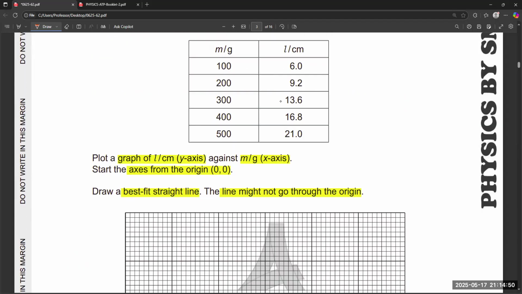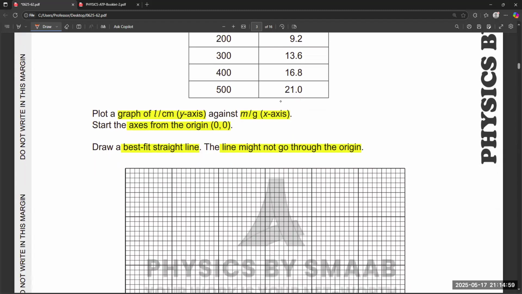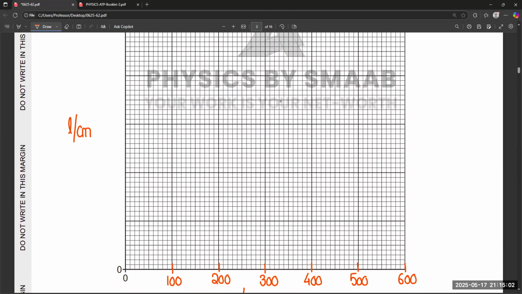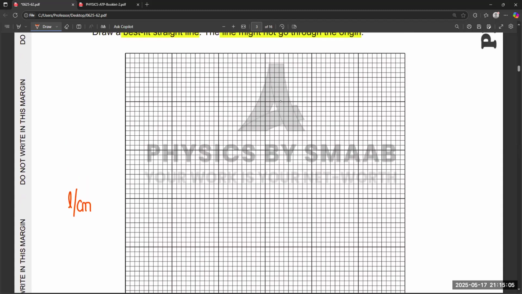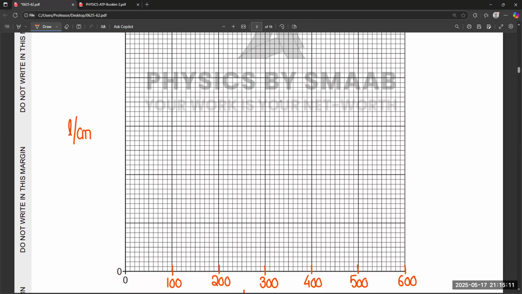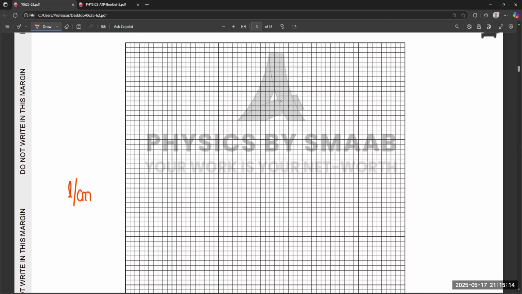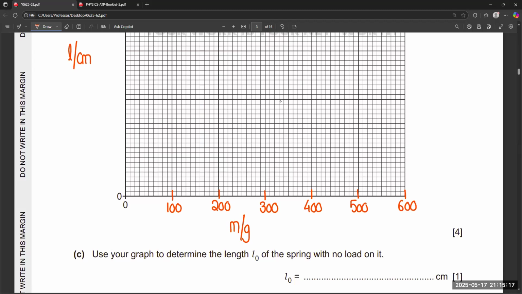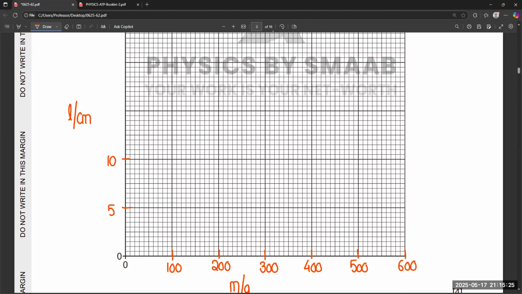And for the y-axis, we have the smallest value 6 and the largest value 21. So we have to cover all these values on the y-axis. We have 1, 2, 3, 4, 5, 6 boxes on the y-axis also, and we have to cover the value 21. So for example, if we divide like 5, 10, 15, 20, then 25.